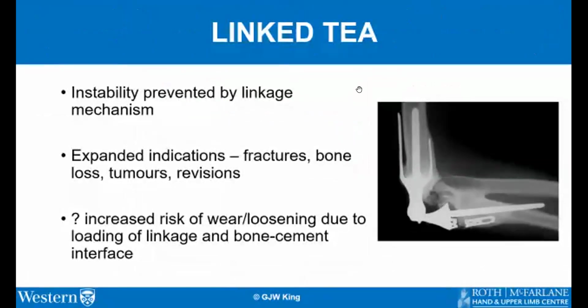With respect to linked total elbow arthroplasty, instability is prevented by the linkage mechanism, which allows for expanded indications, including such diagnoses as fractures, bone loss, tumors, and revisions. The concern, however, is the long-term risk of wear of the bearings and failure of the bone cement interface.